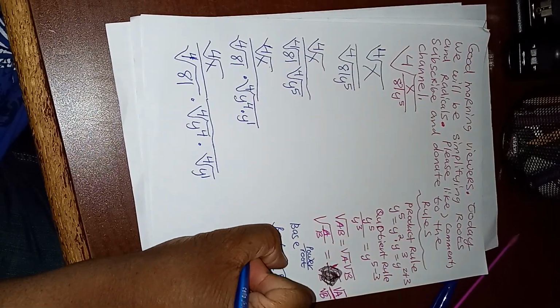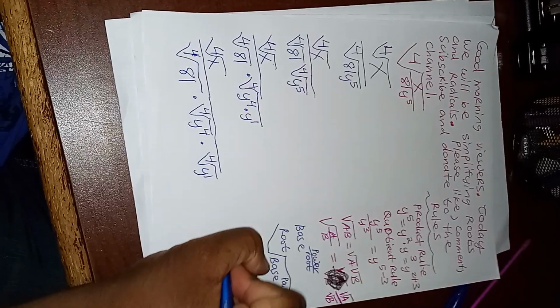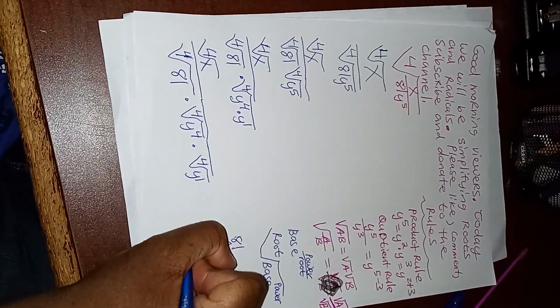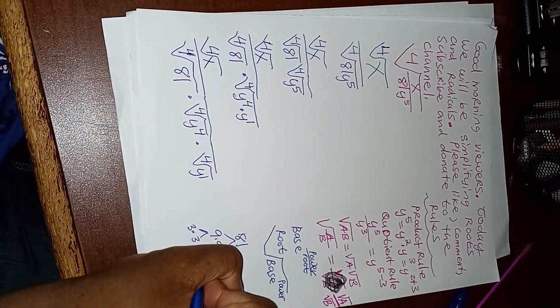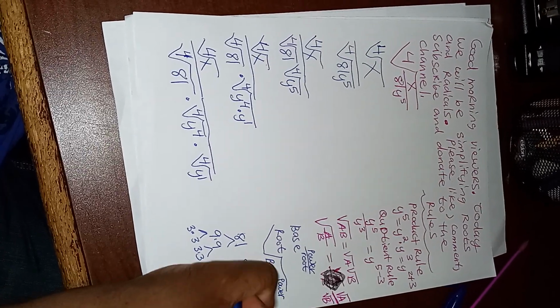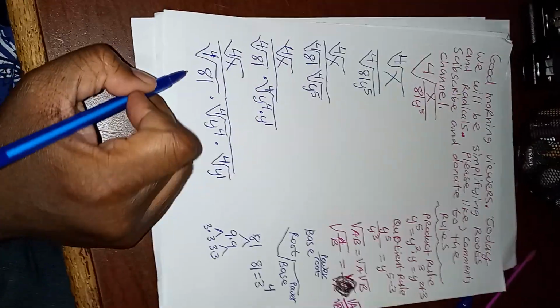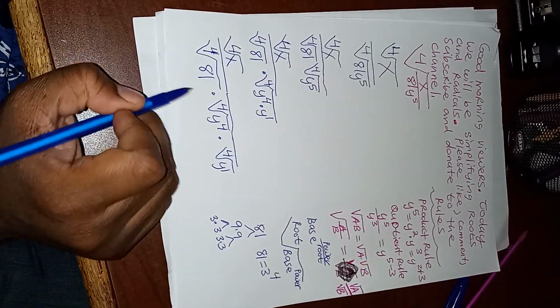And then 81 is equivalent to 9 times 9, and then 3 times 3, and then 3 times 3. And 81 is also equivalent to 3 to the fourth power. So this 81 here can be replaced with 3 to the 4th power.